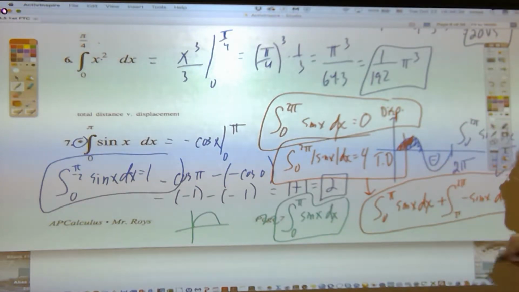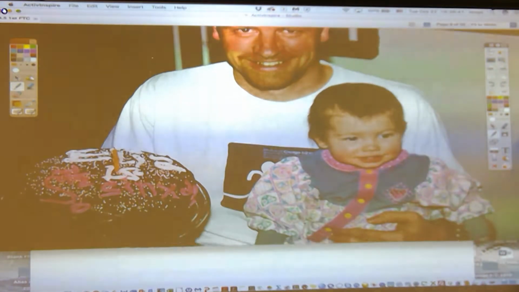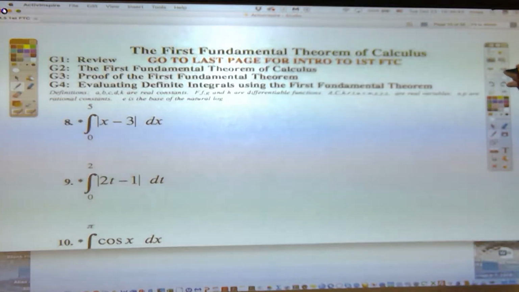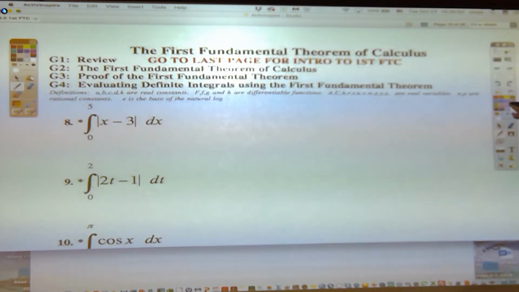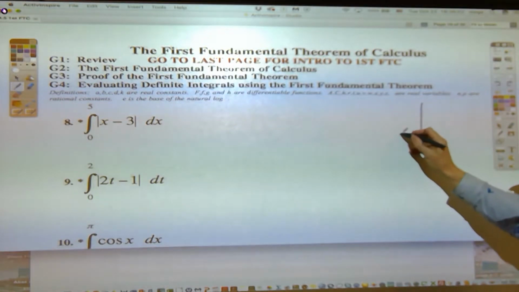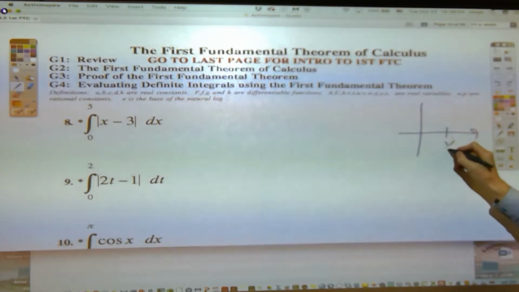So let's go on to the next page. We had my daughter's first birthday. Happy birthday, Elia.